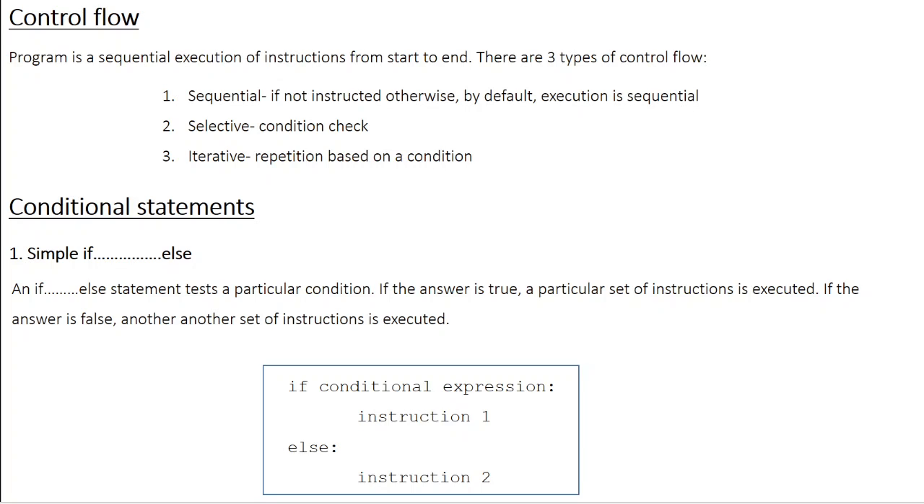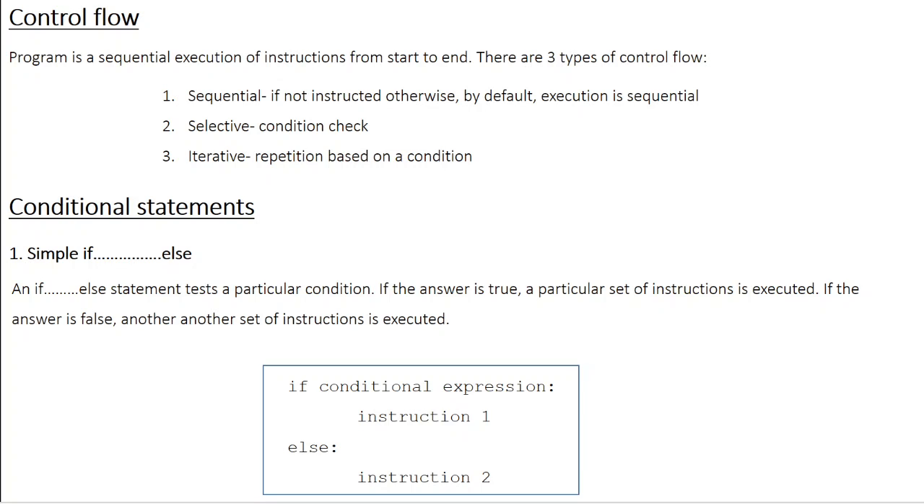Now the sequential control flow can be changed in two ways. One, using a selective statement. Two, using an iterative statement or iterative instruction. Let's first talk about selective. Here a condition check is performed, and depending on the condition, certain instructions will be executed. This is your if-else statement if you are already familiar with C or C++. Suppose you have a code like: if a particular statement, then two instructions inside the if statement, then you have an else statement, right?